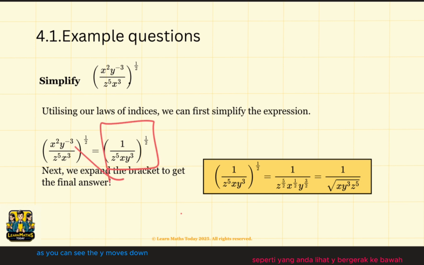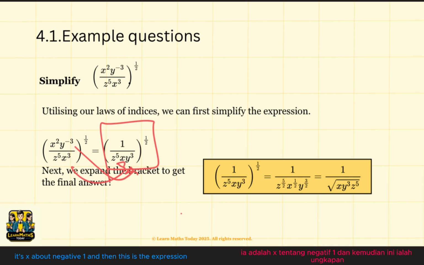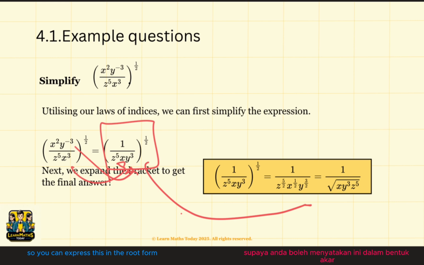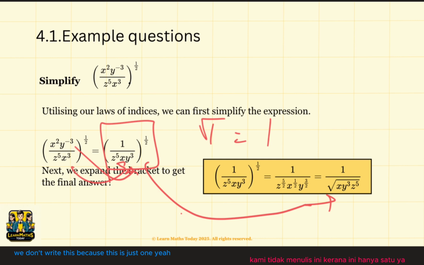As you can see, the y moves down. The x you divide it, you also move it down because it's x to the power of negative 1. And then this is the expression. So you can express this in the root form. Now we don't write this because this is just 1. When you square 1, it's just 1. So you can write it here, I guess, which will just become 1. So yeah.